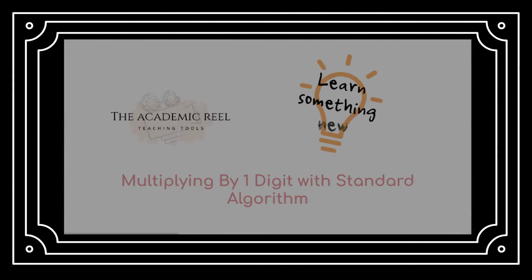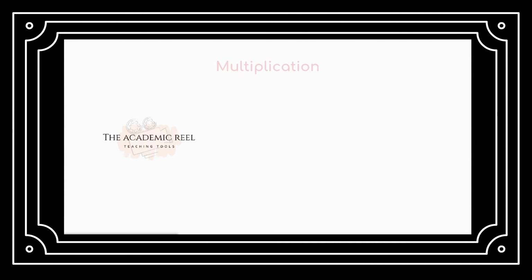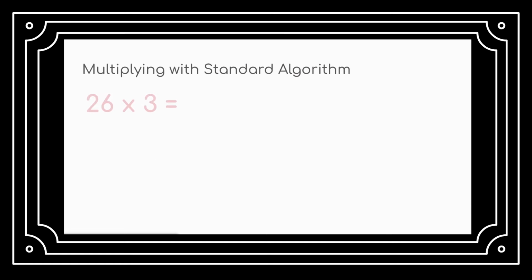Today we will multiply using the standard algorithm. We will be multiplying by just one digit. Let's start out by multiplying 26 times 3.